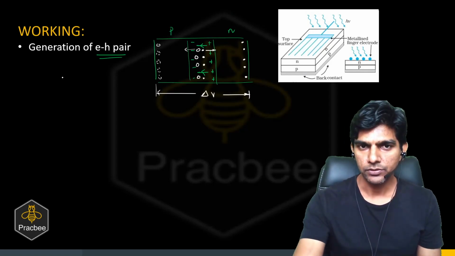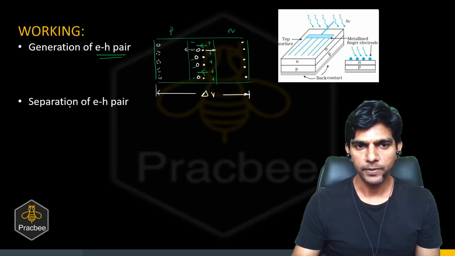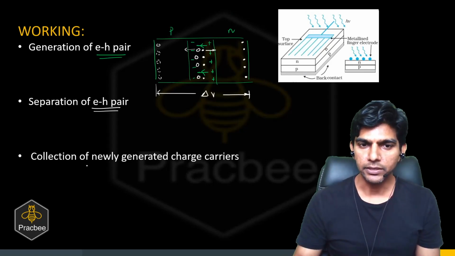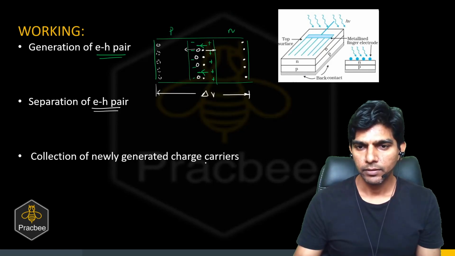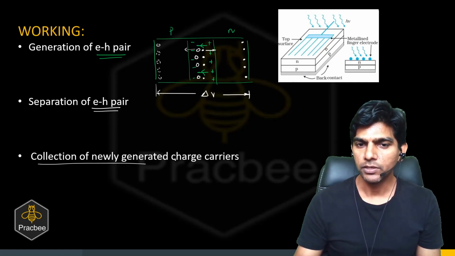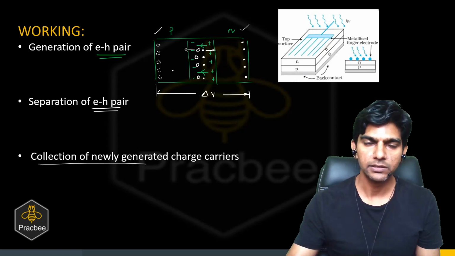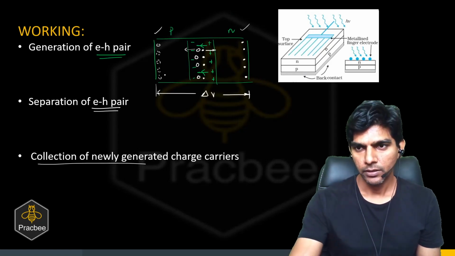Okay, so first there is an electron hole pair generation, and then there will be a separation of the electron hole pair by the electric field at the depletion region, and then these are collected, the collection of the newly generated charge carriers. So now we have charge carriers which are at the ends. Can you see? There is a collection of the charge carriers at the ends.